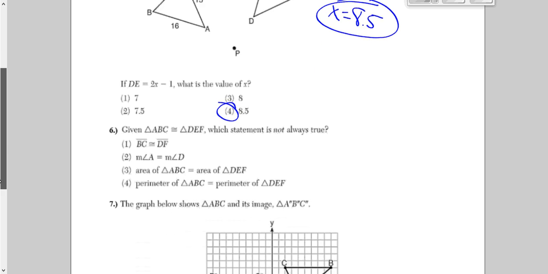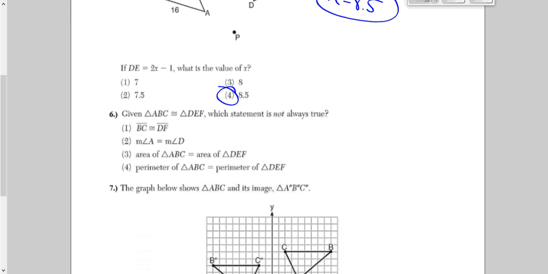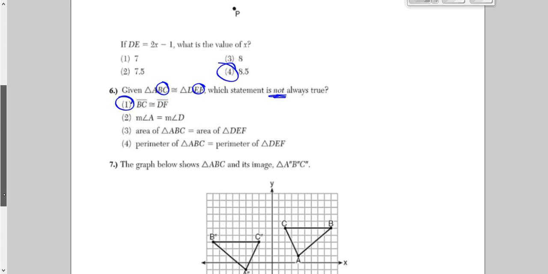Number 6. Everybody see this here? What do you think? Why is 1 not always true? Because B and C provide E. You're looking at this, right? That should go with EF, right? So this is the one that's not true. Good job. All right, just catching this now.